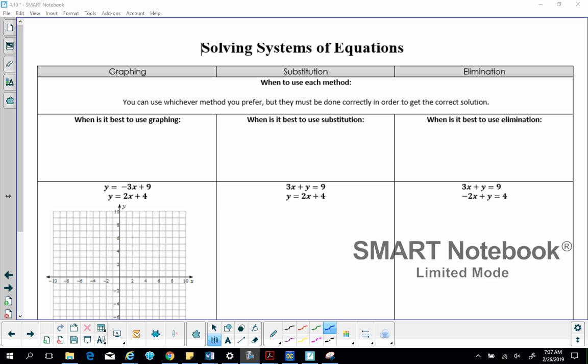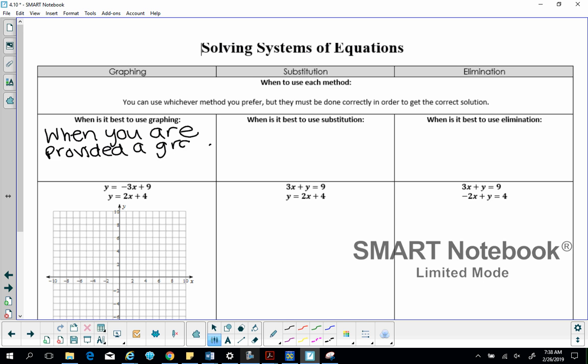So graphing, when is it best to use graphing? When do you think it would be best to use graphing? It's like an obvious answer. Anyone have a guess? Yeah, I heard it. Somebody said it. When you have a graph, exactly. When is best to use graphing? When you're provided a graph. If not, that's going to be really messy to have to sit there and do. You can do it, but it's easiest to use graphing when you are provided a graph.